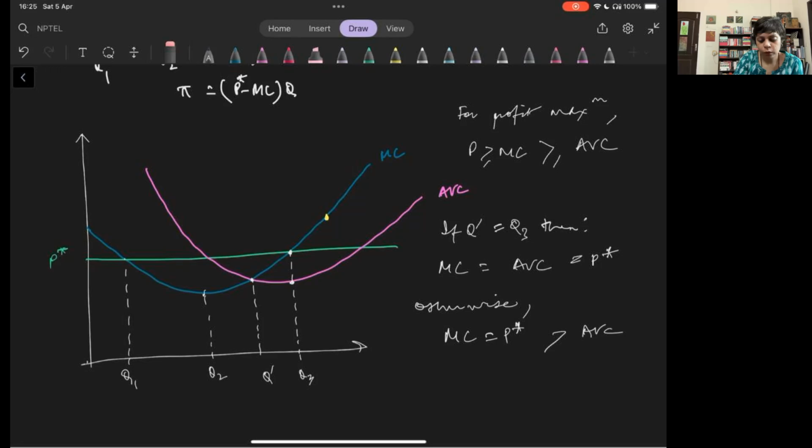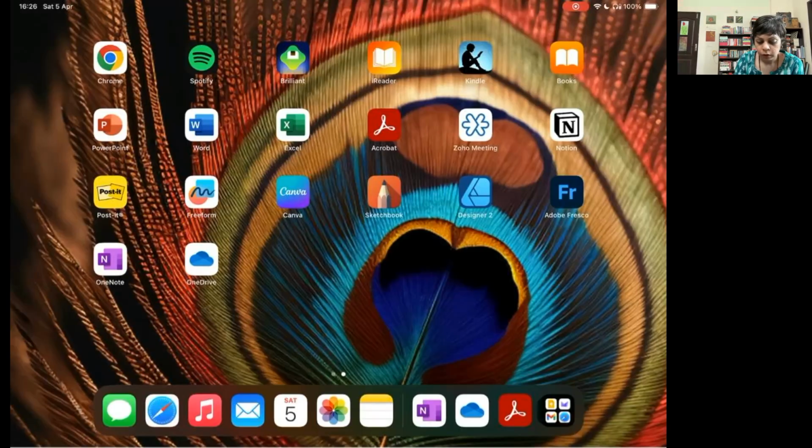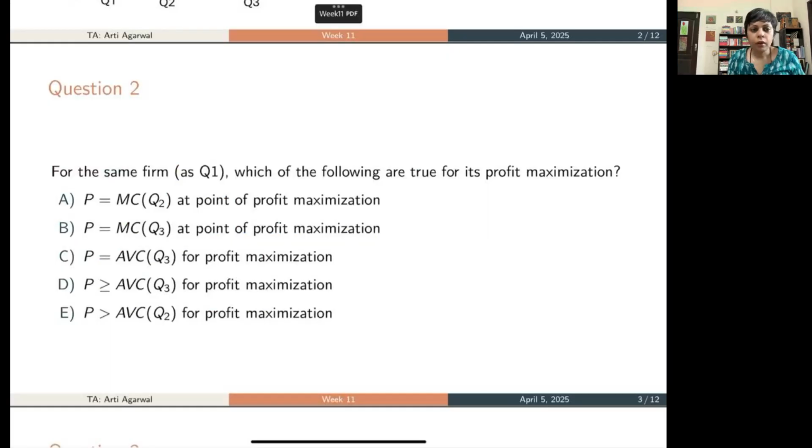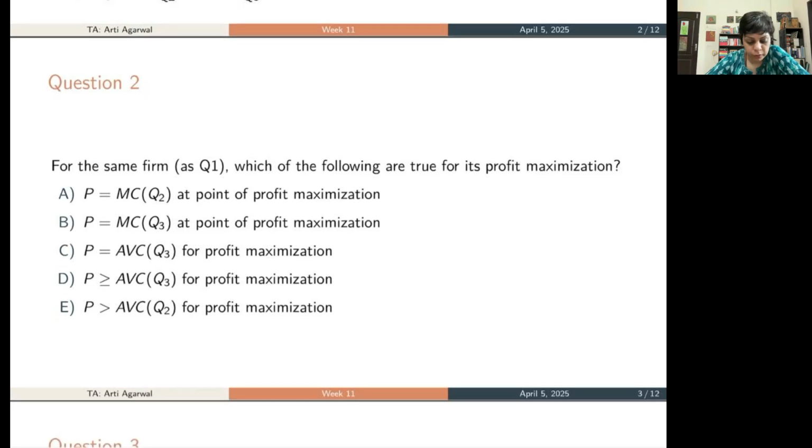Okay, we go back to the question. So this was the question. So basically, B, C, and D, all three are correct because in this question we are not given what the average variable cost curve looks like. So C or D both can be true, either can be true. So P is equal to marginal cost, we already know. P is equal to or greater than average variable cost. Both can be possible for the condition of profit maximization.